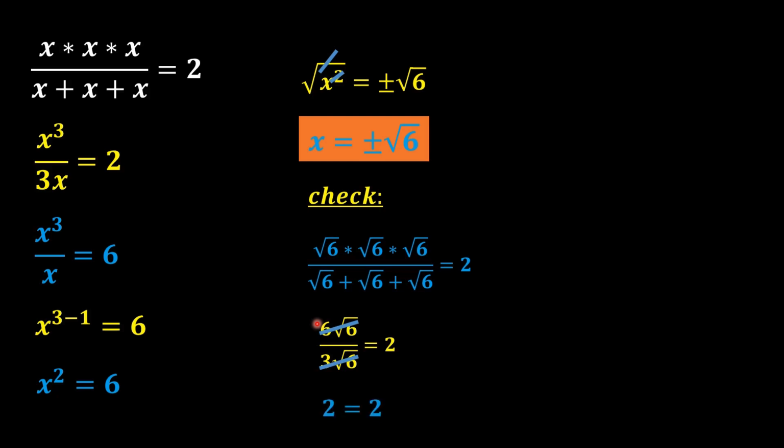As a result we get 2 is equal to 2, and we can see that both sides of the equation remain the same. So it means that this value, x is equal to plus minus square root of 6, is true for this equation. But here I solved this check for the positive value. We can use the same manner for the negative value.